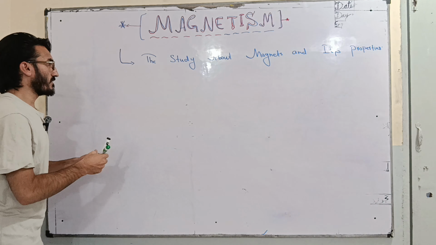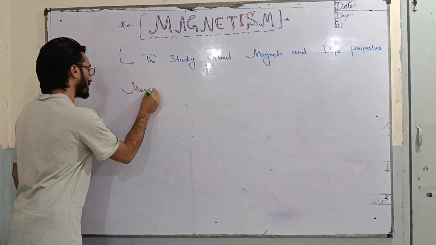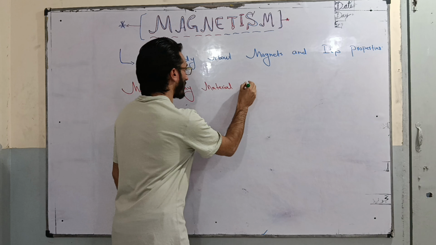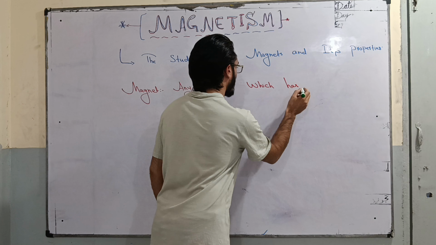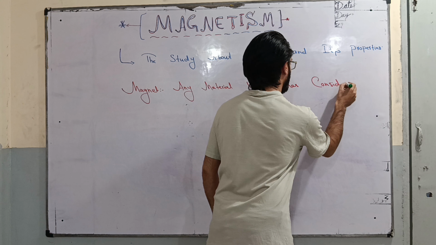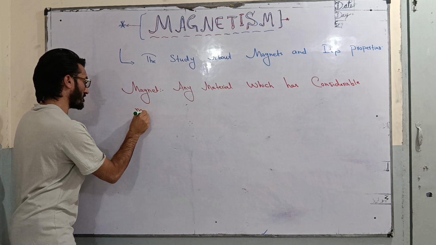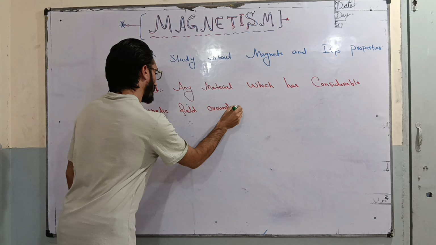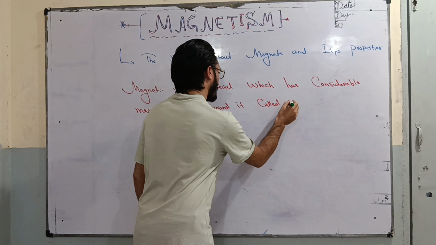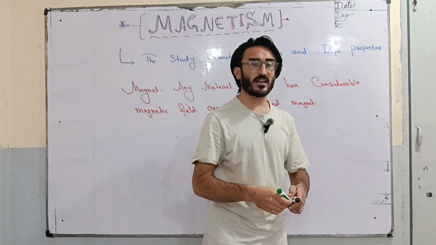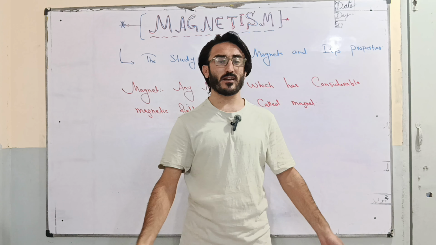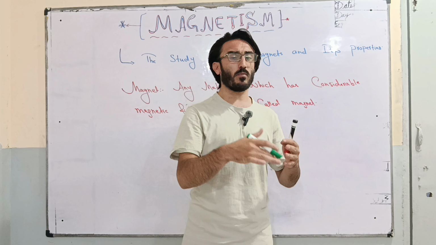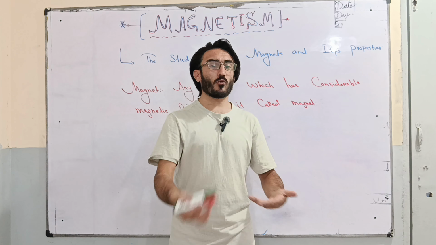What is a magnet? A magnet means any substance or material which has a considerable magnetic field around it. A magnetic field around it is called a magnet. There are many types of magnetic materials, for example iron, nickel, cobalt, steel, etc.